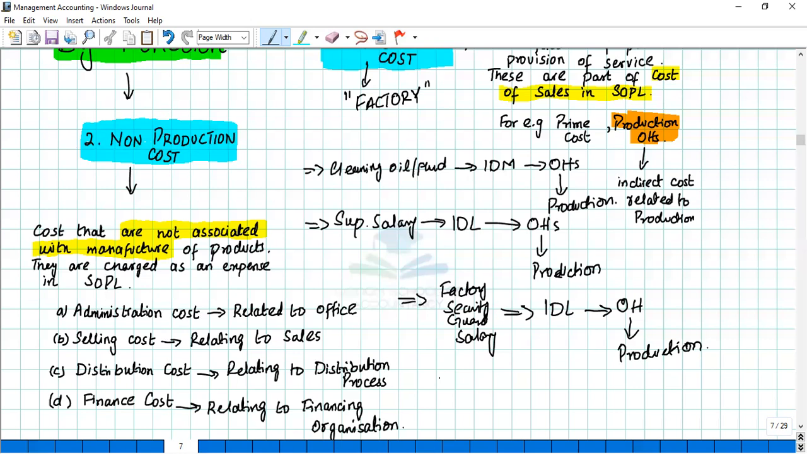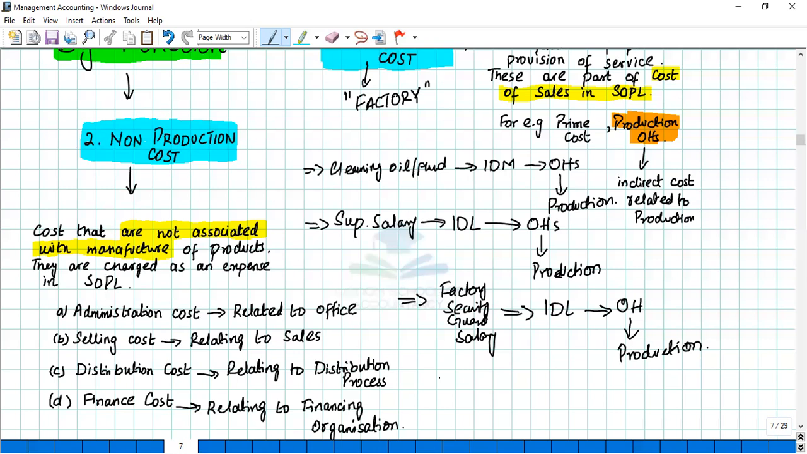Then comes the distribution cost, all the costs that are related to the distribution process. What does the distribution process mean? Distributing the finished unit to the customer. All the costs that are in relation to this process are distribution costs. For example, you have a warehouse in which the finished products are stored. The customer orders some product, and you bring the product to the customer from that warehouse. So all this process is known as the distribution process.